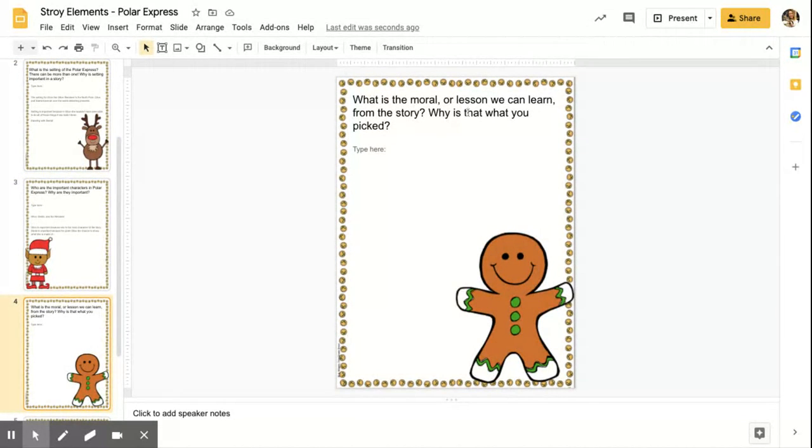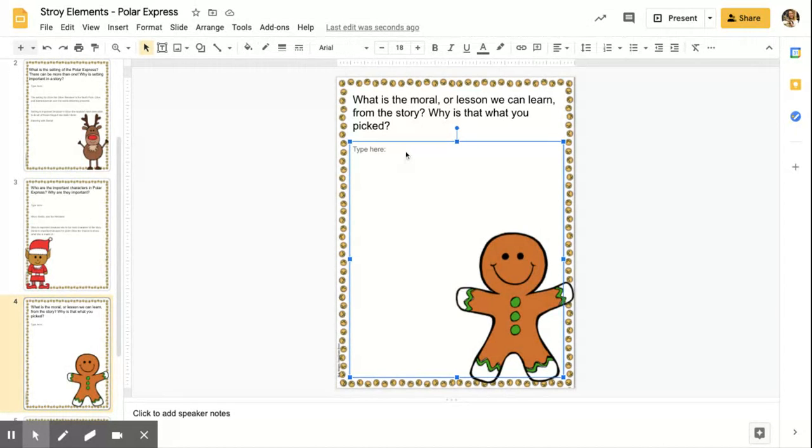So this says, what is the moral or the lesson we can learn from the story? Why is that what you picked? And so what I'm typing in here for Olive, and this is where you want to think really hard about Olive and what she had to go through and what she overcame. I would say Olive learned to never give up and to go after your dream, even if it seems impossible or others tell you that you can't do it. Olive was not a reindeer, but that was her dream.